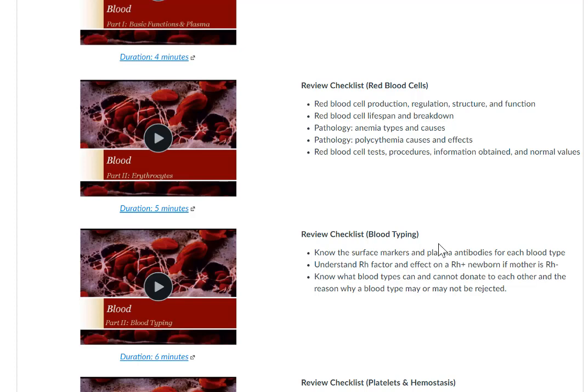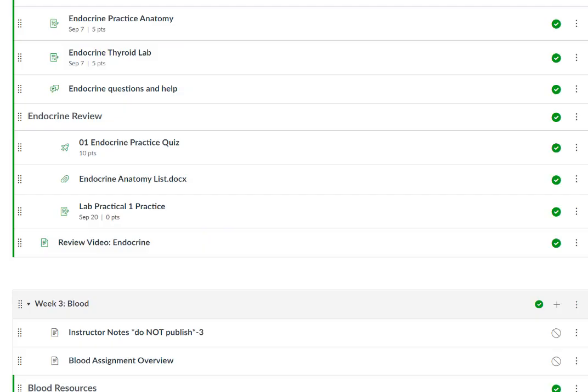The answers will include whether something can be donated to another blood type. Say O can donate to A because there are no markers on the surface for the plasma antibodies in A to attack. A cannot donate to O because the antibody in O, the anti-A, will attack the incoming blood. So you should understand why blood types can or cannot donate to each other.